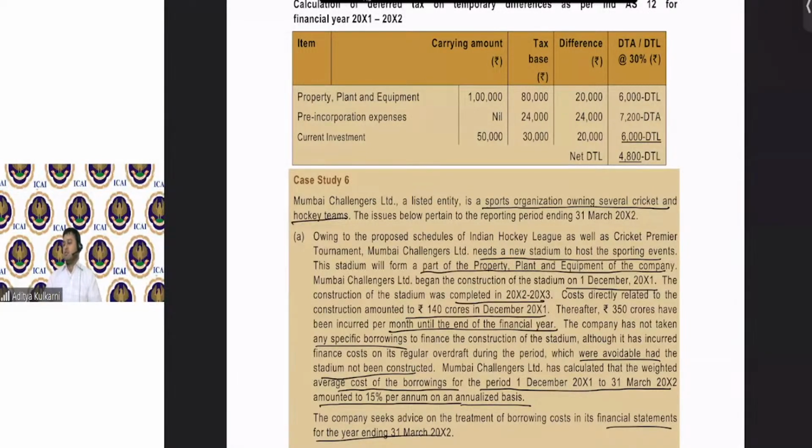Okay, quickly tell me, is this a qualifying asset? Number one. Second, should I capitalize the borrowing cost? Number two. Third, how much should I capitalize? Number three. So, three questions: qualifying asset, do I capitalize, how much to capitalize? Okay. Relevant standard, Ind AS 23. So please just try to recollect that and give me the answer.